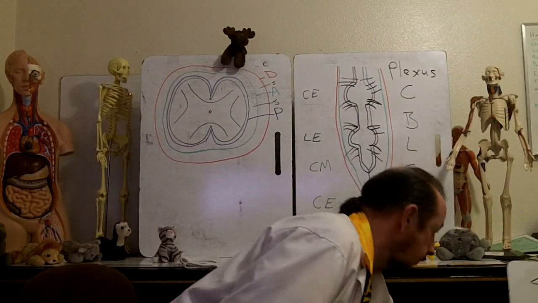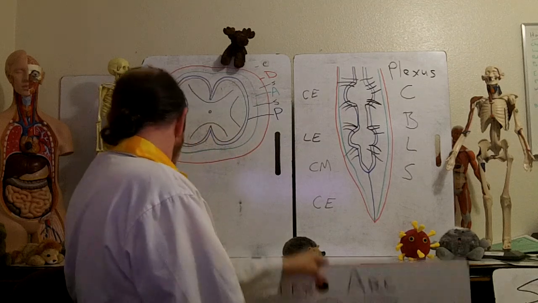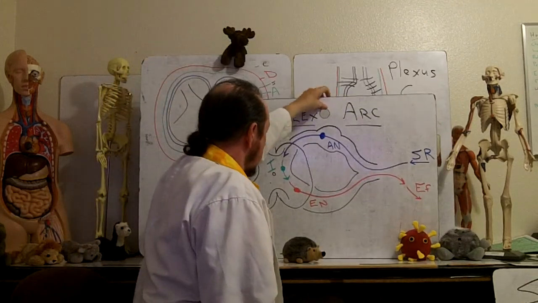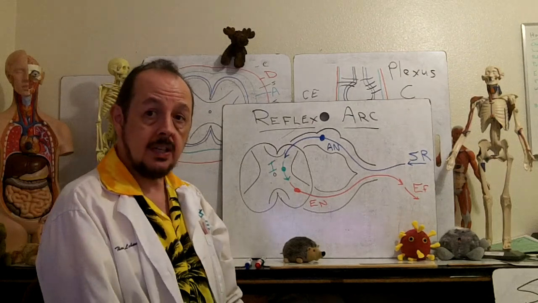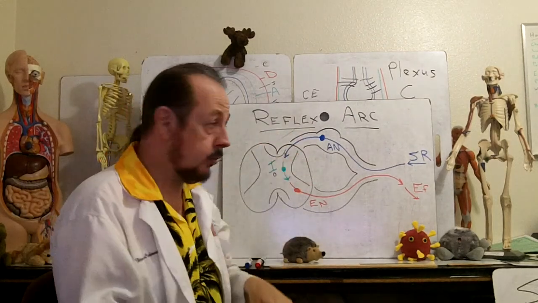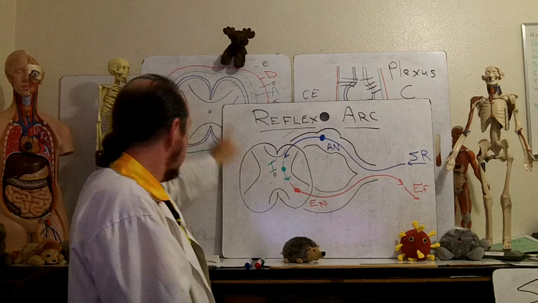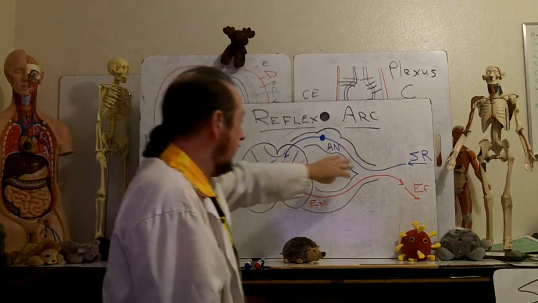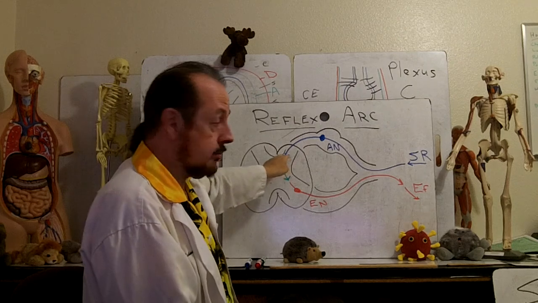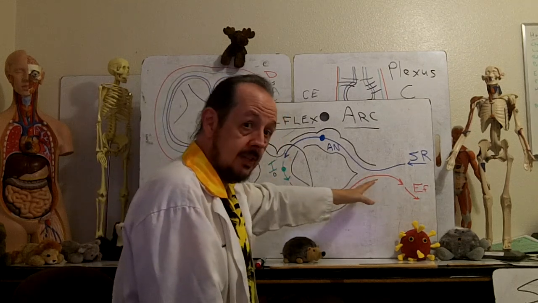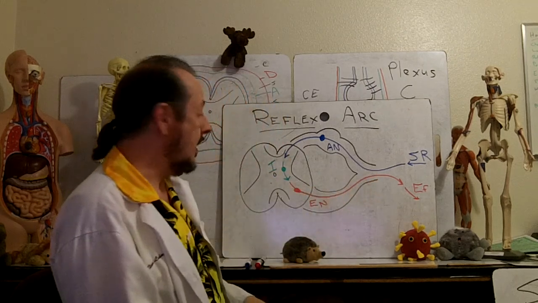Now, you're also going to take a look at a reflex arc. And a reflex arc is at the level of each one of those spinal roots. And so I made the cross section of our spinal cord. I have the posterior root going in, containing the sensory neurons, and the anterior root traveling out, carrying the motor neurons.